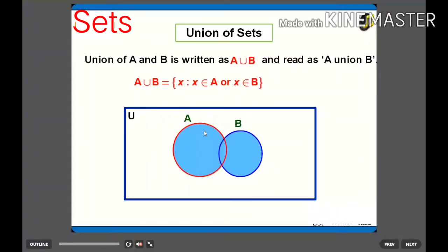So look here, in this Venn diagram, this is the universal set, and here is set A and this is set B. Look here, all this blue color we can say is A union B, meaning we will include all the elements of A and B.